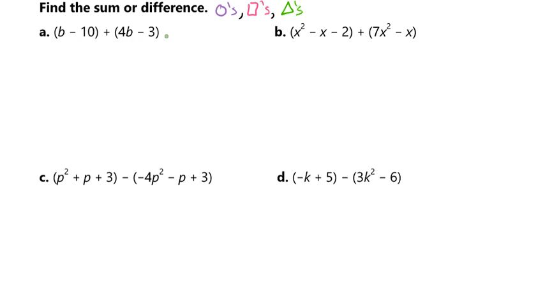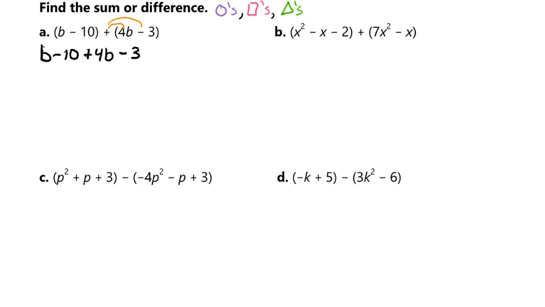So what we're going to do first is we have this plus sign right here. So we're going to distribute that plus sign. We're always going to distribute our symbol. Now, distributing a plus sign is really easy because nothing really changes. So our b minus 10 will stay the same. But if I take a positive times a positive, that's still going to leave me with a plus 4b. And a positive times a negative is still a negative, so I'm still going to have a minus 3 there.